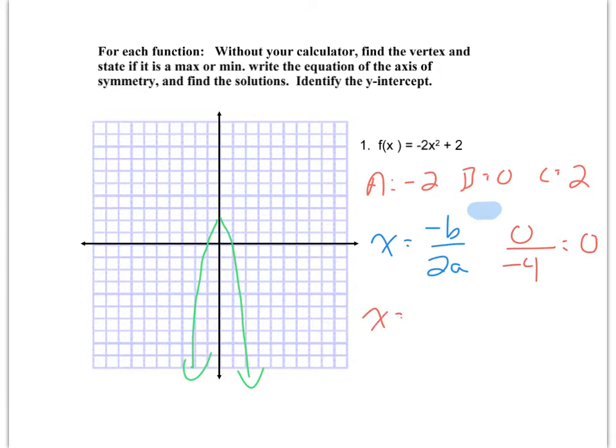So x equals 0. And now to find my y-coordinate, I'm going to take that and plug 0 in for x up here. So I'm going to get negative 2 times 0 squared plus 2, which of course is positive 2. So we can see our vertex, once again, is at (0, 2). Okay. And this is also my y-intercept. So my y-intercept is also 2. And we always find the y-intercept by simply plugging in x equals 0.